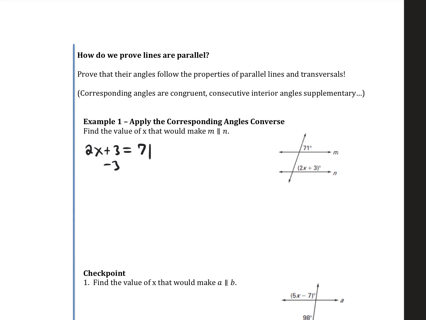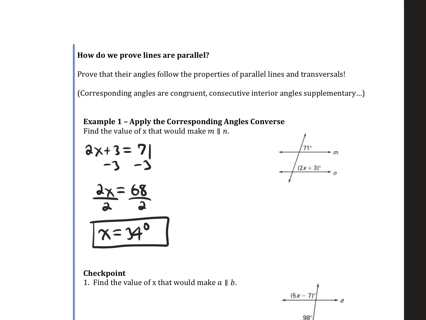All right, we're going to subtract 3 from both sides, so we get 2x equals 71 minus 3, which is 68. We divide by 2, and we get x equals 34 degrees. So if x is 34 degrees, then that would make those two lines parallel, because we would have 2 times 34 plus 3, which would be 68 plus 3, which equals 71. So now this is 71, and this is 71, so these are congruent. So we're basically finding what value of x makes those equal.